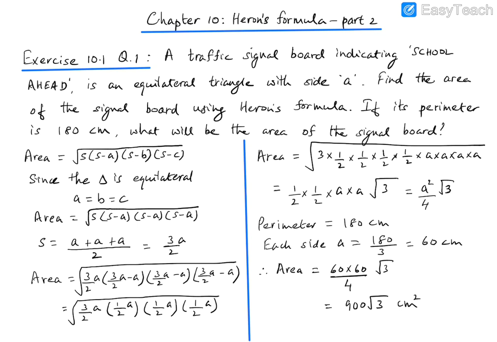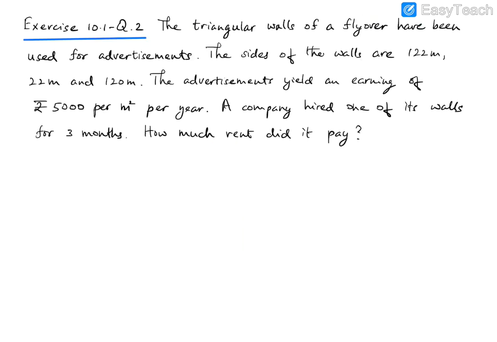Let us now do one more example from the exercise, and we will now do question number 2 from exercise 10.1, wherein we are given the dimensions of a triangular wall which is used for some advertisement. So the dimensions of the triangular wall are given as 122 meters, 22 meters, and 120 meters. And it is given that the cost of advertising on the wall is 5,000 per square meter per year, and we are asked to find what is the cost of advertising on that wall for 3 months.